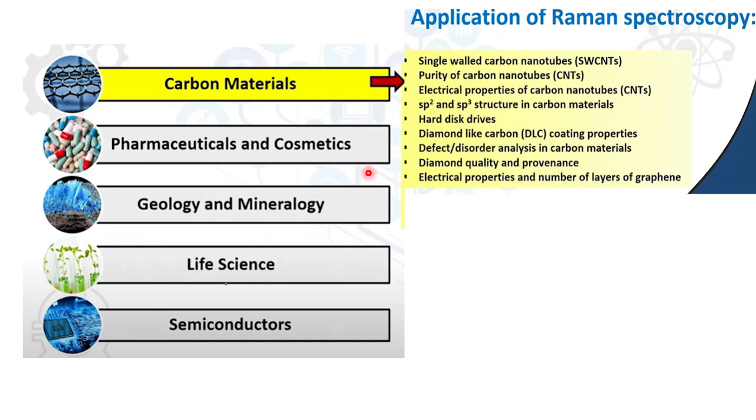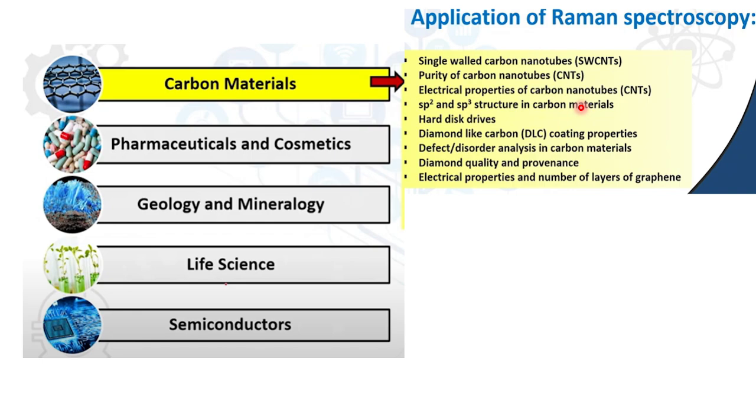Now what are the different application areas of Raman spectroscopy? First of all, it is very important in case of carbonaceous materials. In the recent past, different novel carbonaceous materials have been discovered, for example single wall carbon nanotube. CNT is a very costly material, and if it is single walled, it costs even more. Whether it is single walled or multi walled, you can get insight from Raman spectroscopy.